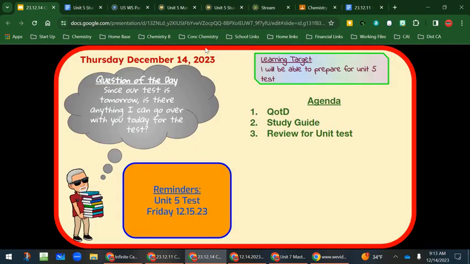Okay. So, since tomorrow is our test, ladies and gentlemen, the question I have for you today is, is there anything that you would like me to go over? Is there any sort of problem you would like me to do for you today? Yes. Could you do one problem of molecular formula? One problem of molecular formula. Yes, please.